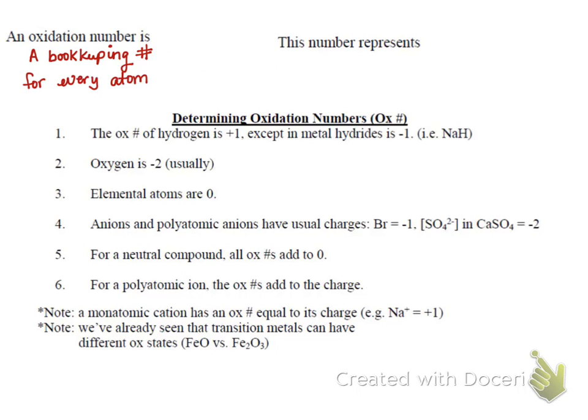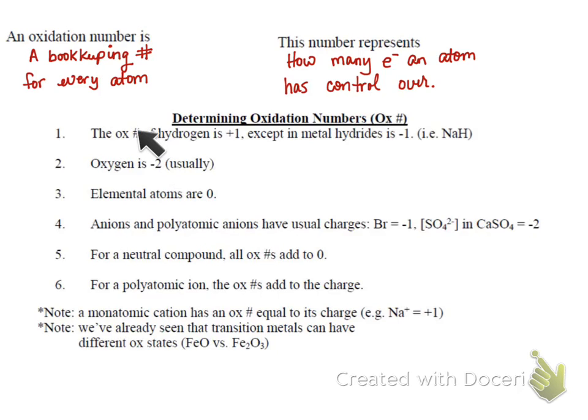So we need to learn how to figure out an oxidation number, and one thing to remember is that charges, the old charges that we learned on metals at the beginning of the year, those are oxidation numbers, but not all oxidation numbers are charges. So an oxidation number is a bookkeeping number that happens for every atom, whether it has a charge or not. And this number represents how many electrons an atom has control over.